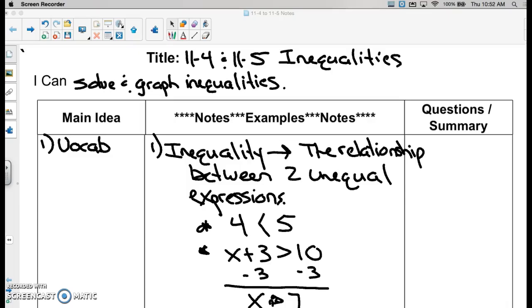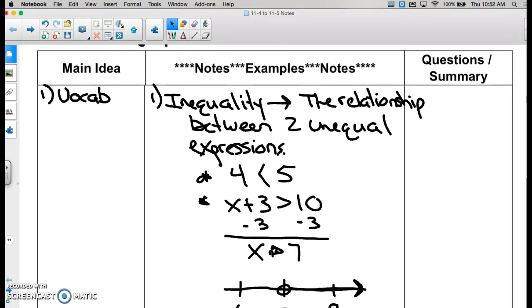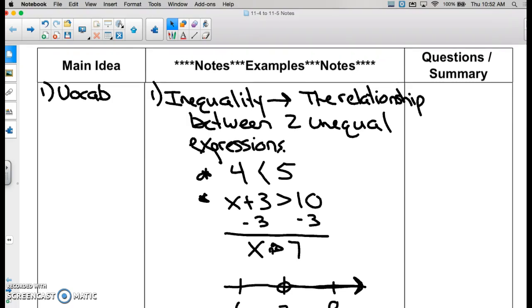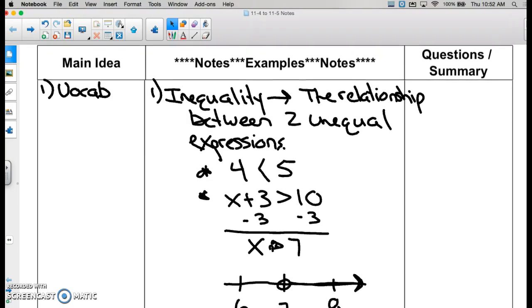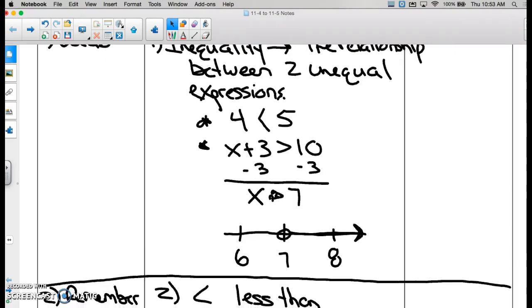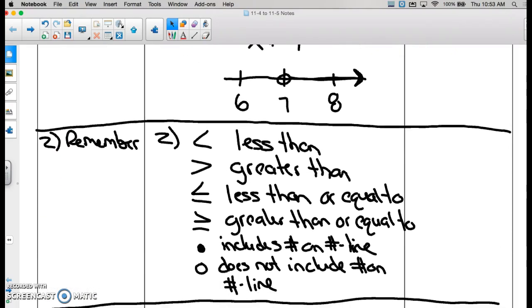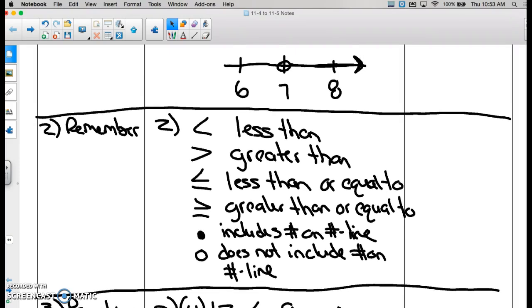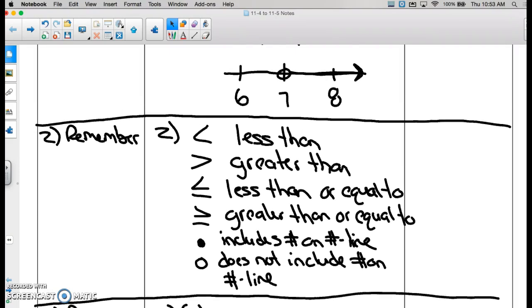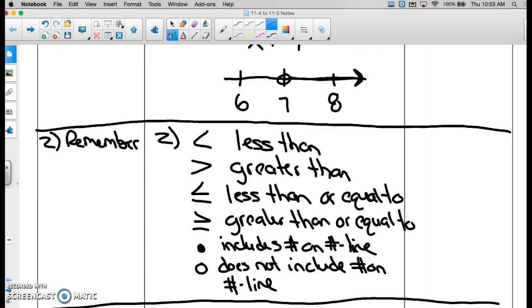Inequality. I can solve and graph inequality. What is an inequality, Tarun? The relationship between two unequal expressions. Two unequal expressions would be an inequality in the relationship that it shows. Remember, here are your symbols for inequalities, including for graphing inequalities down below here. These two right there would be applicable.